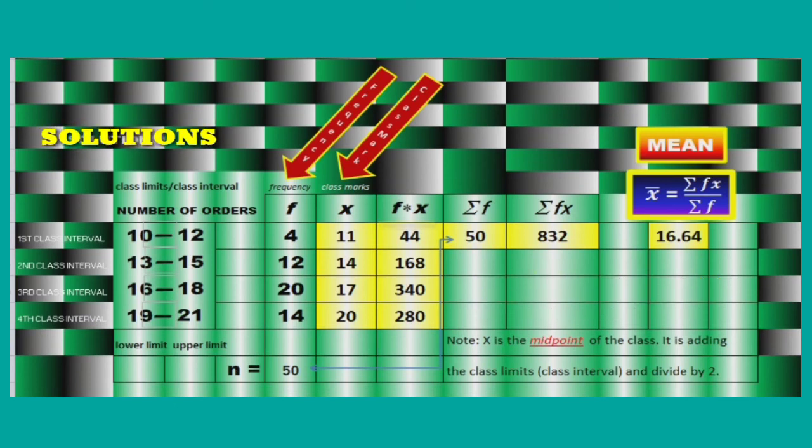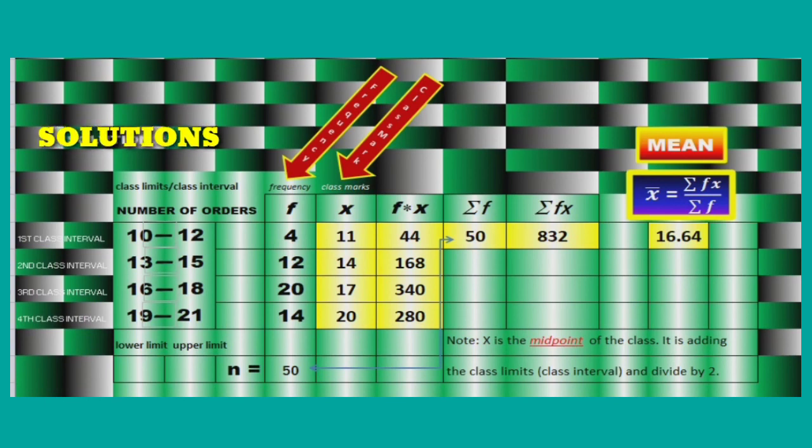Right, let us proceed to the next column, that is the summation of f. The summation of f is taken from your frequency. Add all your frequencies. 4 plus 12 plus 20 plus 14, that is equivalent to 50. And that is also your n, equals 50. Right, to get the summation of fx, add all fx, that is 44 plus 168 plus 340 plus 280, that is equivalent to 832. So you have here already the summation of fx and the summation of f.